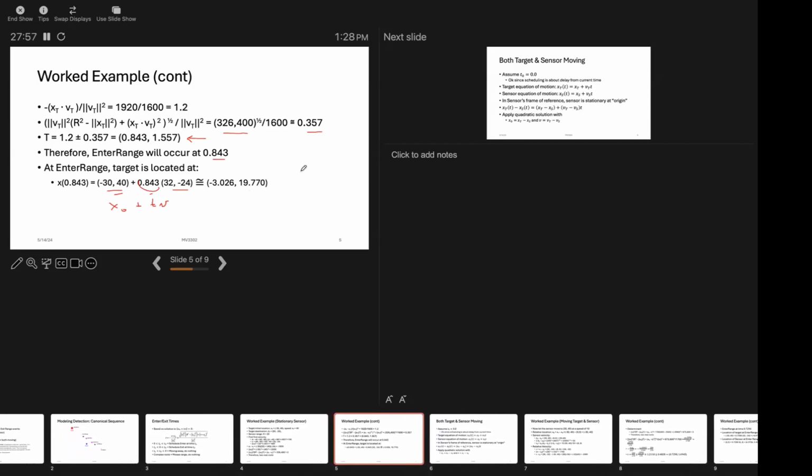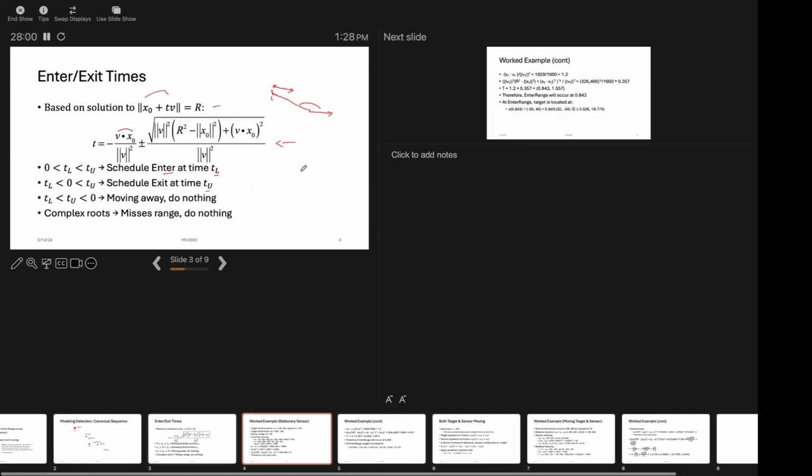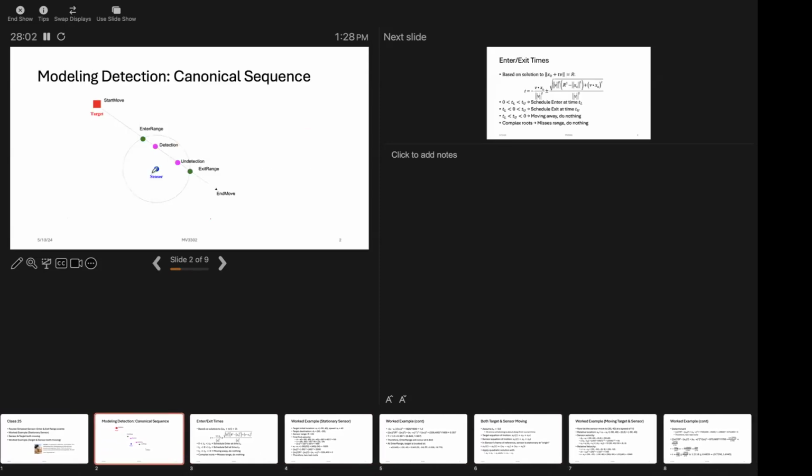All right, so now what we have done is solved the case where the sensor is stationary at the origin and the target starts moving. And if that's all we could do, it wouldn't be of much use. So the question is, what if they're both moving? What if the target's moving? What if the sensor's moving? So what can we do there? Again, all the movement in this is going to have the same linear equation of motion.